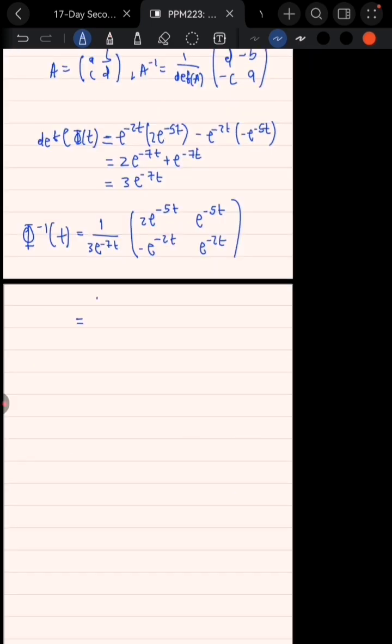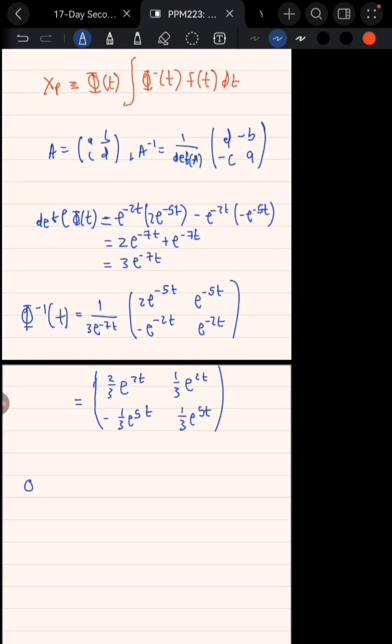which will be equal to the matrix with first row 2 over 3 e to the power 2t and 1 over 3 e to the power 2t, and second row minus 1 over 3 e to the power 5t and 1 over 3 e to the power 5t.